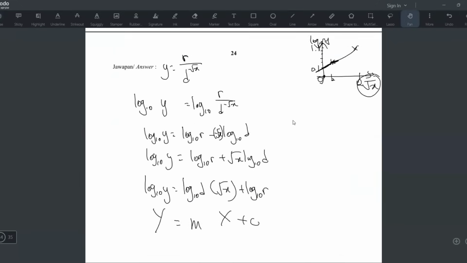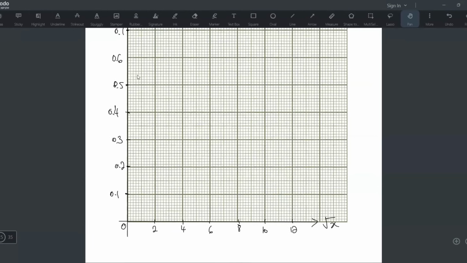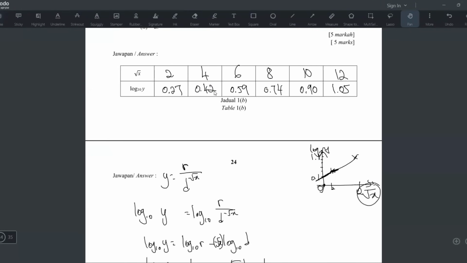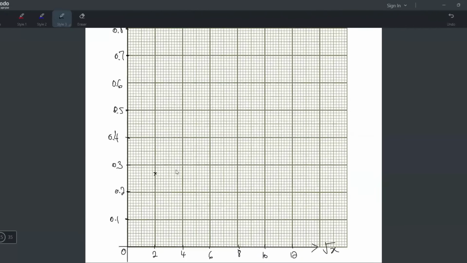Okay, let's start with the first one. 0.27. Okay, 2 dekat sini. 0.27 is 0.3 turun 3 kotak. Yeah, because you turun 1 is 0.29, 28, 27. Done. Okay, next one. 4, 0.42. Okay, this is quite easy also. 4 is here. 0.42 is 0.4 naik 2 kotak. But make sure you plot at 4.